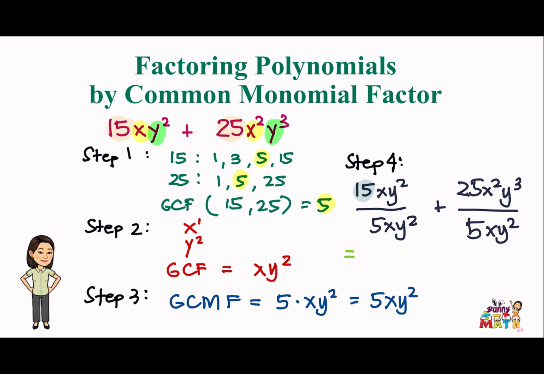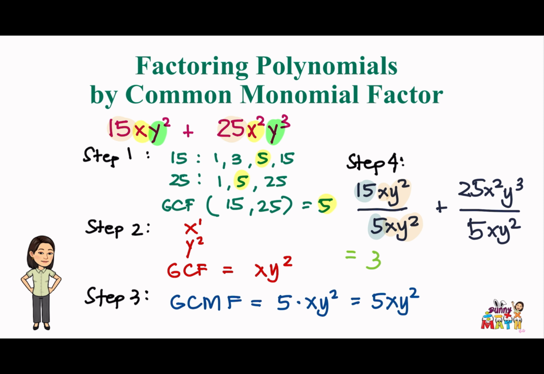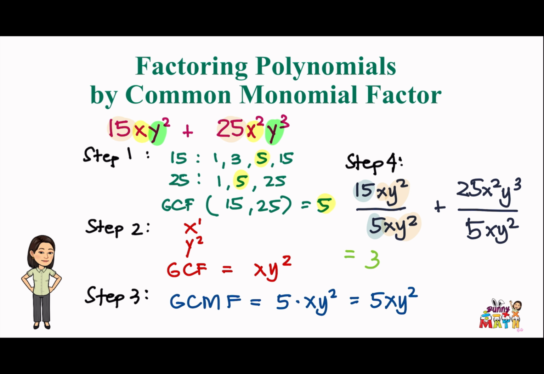Starting with 15 and 5, this gives us a quotient of 3. Now, x divided by x is equal to 1. Same with y squared divided by y squared is equal to 1. When the variable and the exponent are exactly the same, the resulting quotient is equal to 1. And when we multiply 3 by 1, this just gives us the same number. And we proceed to the next term.